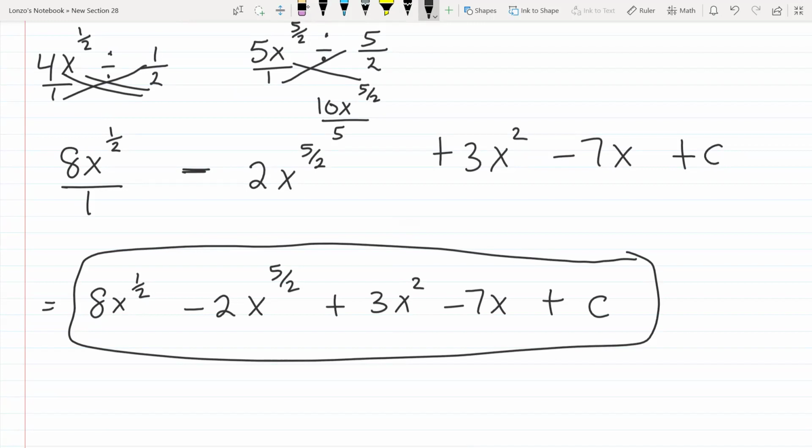Okay, so this is part one of practice problem integration rules. I'm going to stop here.